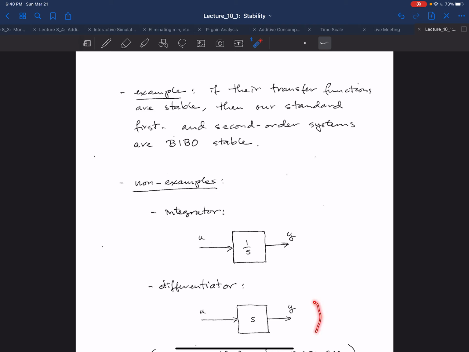What about the inverse system, if you like? What about a differentiator?